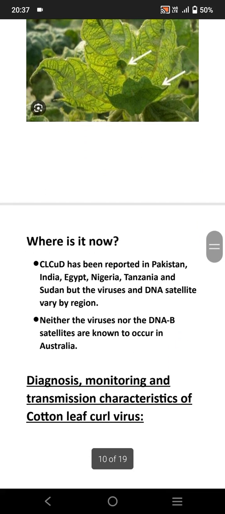Where is it now? Cotton leaf curl disease has been reported in Pakistan, India, Egypt, Nigeria, Tanzania, and Sudan, but the viruses and DNA satellites vary by region. Neither the viruses nor the DNA beta satellites are known to occur in Australia.